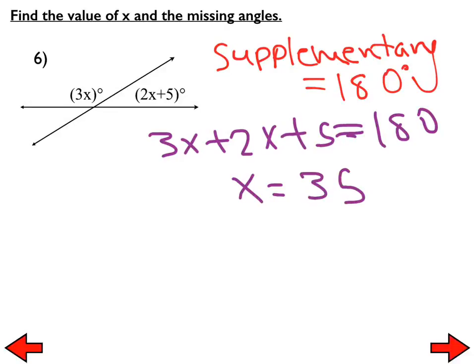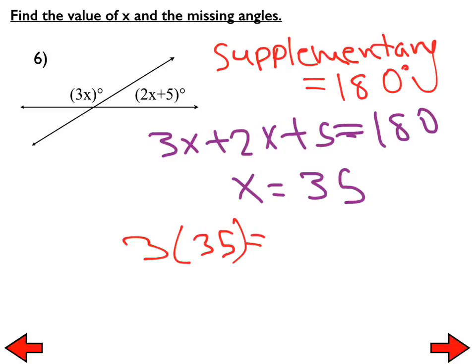X equals 35. So, does that mean that this one's 35 degrees? No. Does that mean that this one's 35 degrees? No. Is the x even a degrees answer? No, it's just a number. X equals 35, and then it just stops. That's it. No degrees or anything. But I do want to know how many degrees that big angle is, the 3x one. So you have to plug it in. What is 3 times x? What is 3 times 35?